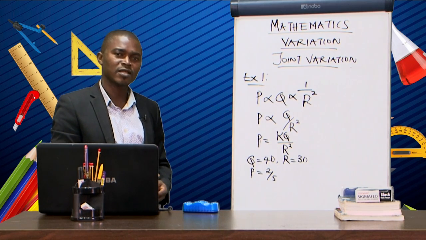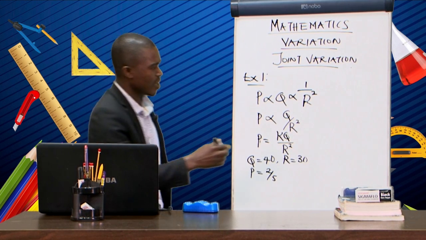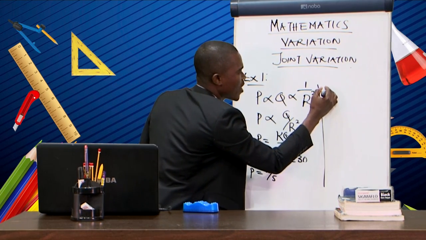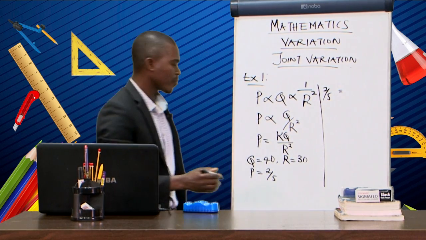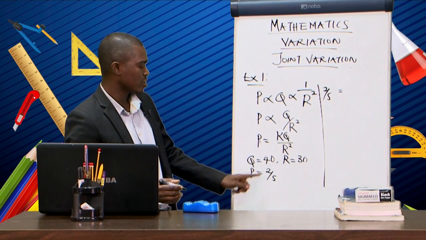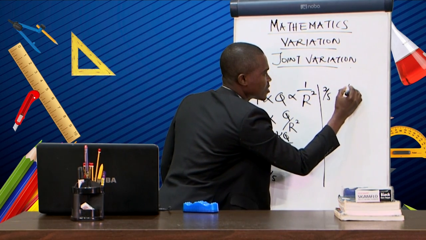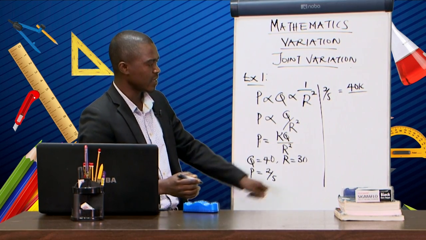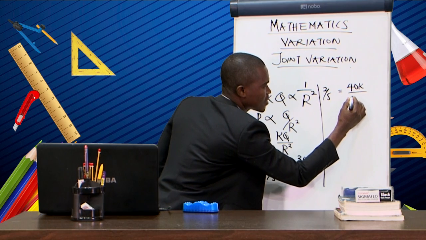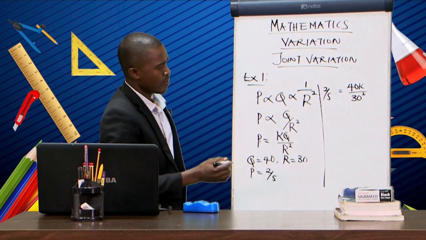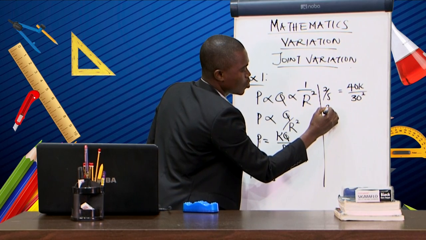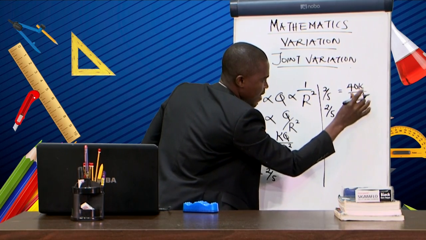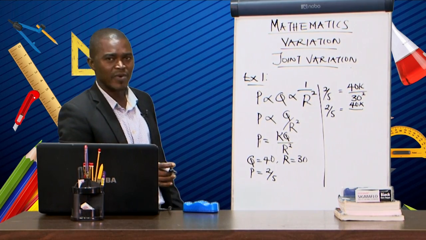Then let's substitute and see what will be the value of K. If you substitute, P is 2 over 5. We have 2 over 5 equal to Q, which is 40, that is 40K, then over R. What is our R? That is 30, and please don't forget the square. That is 30 squared. Then we move further. So we have 2 over 5 equal to 40K. Then expand this, that is 30 multiplied by 30.